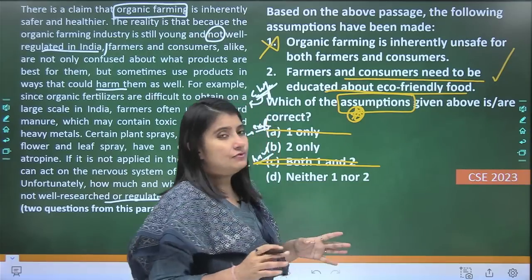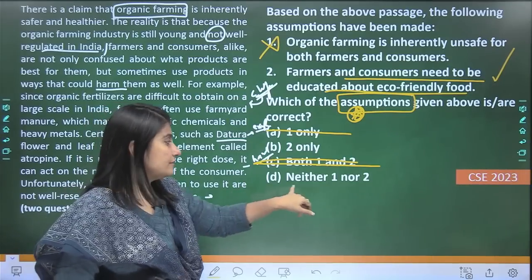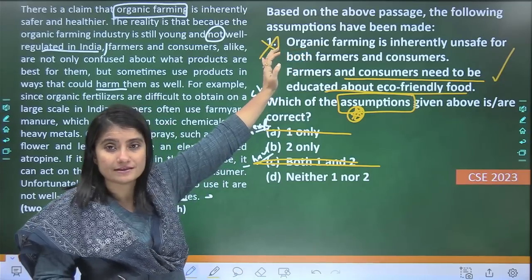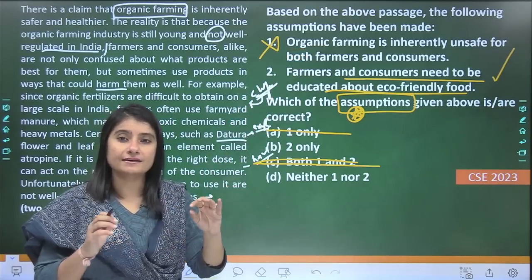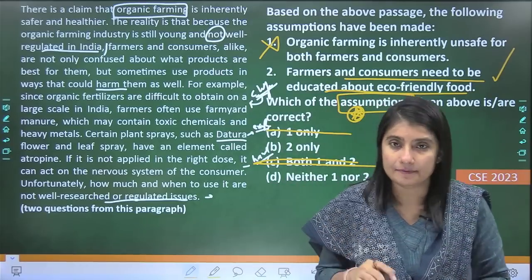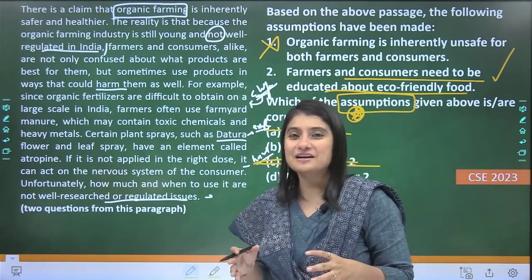So now you guys are getting it. If you do not follow this course, maybe you would be taking neither 1 nor 2, because this is also not given and this is incorrect according to the passage. But if you have done practice of your reading comprehension section, then you will not only be saving time, but you would be getting a lot of marks in your CSAT paper.